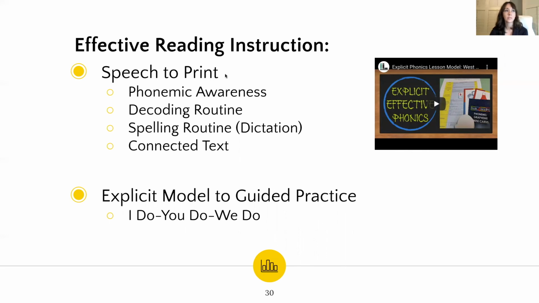So we go from speech to print. And I love, love, love that term. I wish I would have come up with it myself. But Dr. Louisa Moats says we go from speech to print. And just like we talked about at the beginning of the session, kids learn to speak automatically. They just learn it. They develop it. So let's use what they already know to fill in the gaps of what they don't know yet. We want to start with what they know.